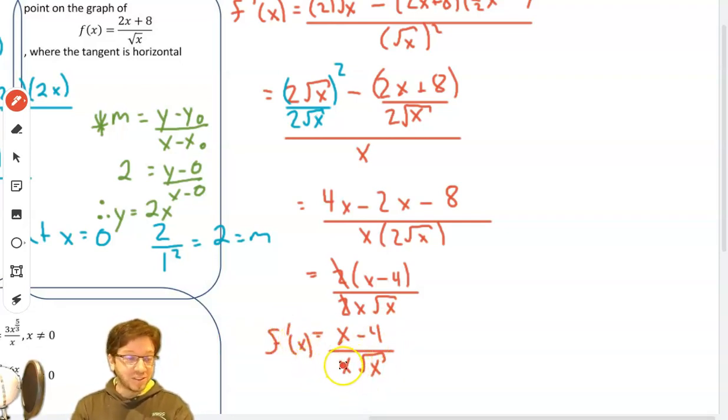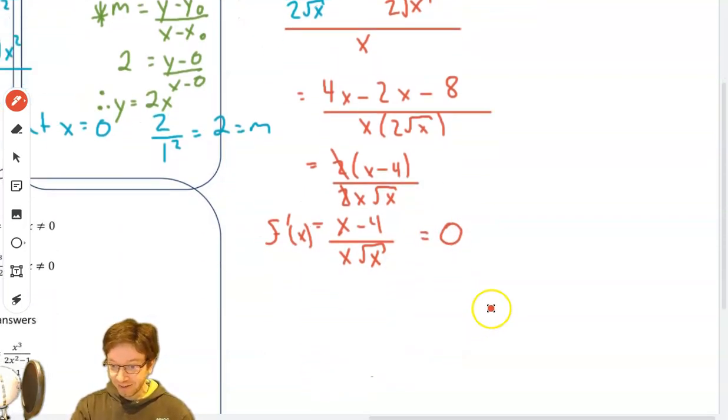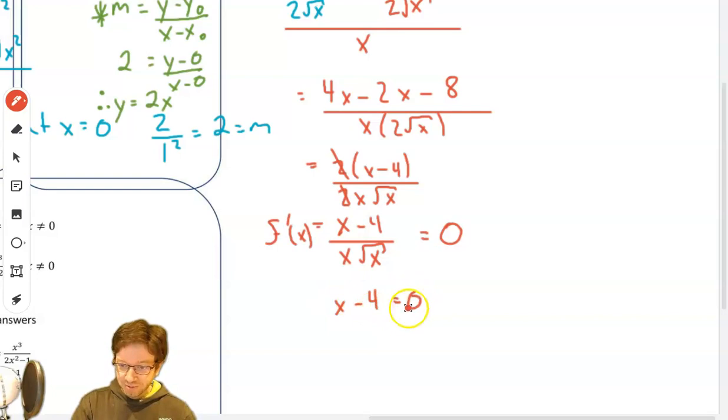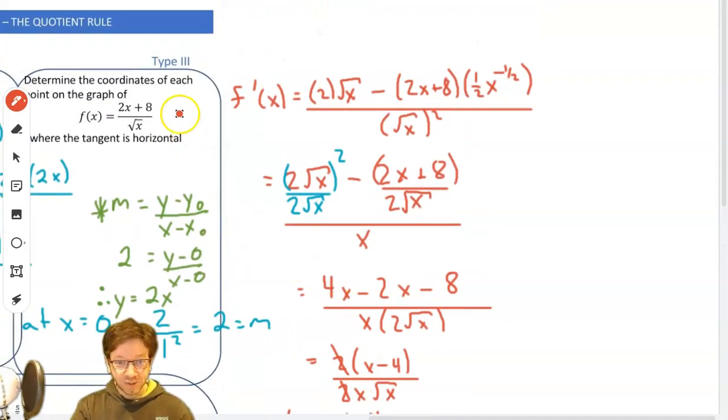And remember, it tells you the slope of the tangent at any point of x. And we want to know when that slope equals 0. So let's set that equal to 0 and solve for any value of x. Well, there's only one possible thing here, right? If we multiply both sides by x root x, we just get x minus 4 equals 0, or x equals 4. So at the coordinate x equals 4, the slope of the tangent to this function is 0. So it's a horizontal tangent.